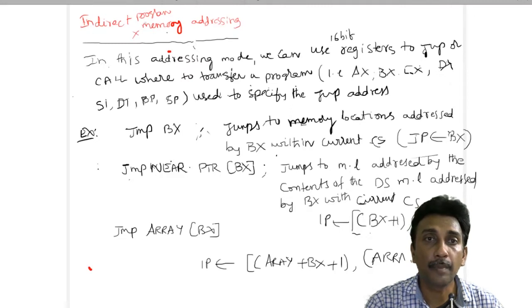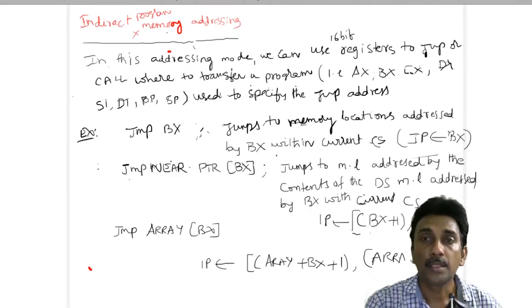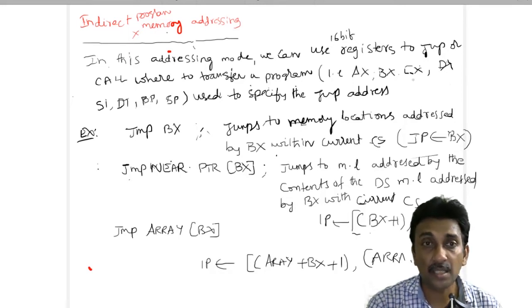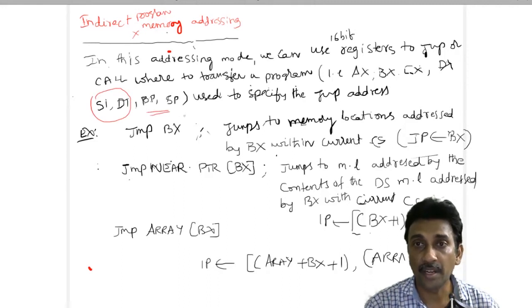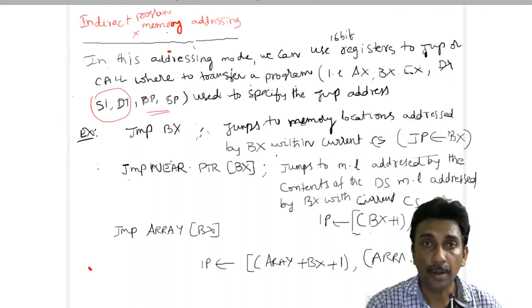Next one is indirect program memory addressing. In this addressing mode, we can use 16-bit registers like the AX, BX, CX, DX registers, which are general purpose registers, along with base and index registers like BP, SP, SI and DI. SI and DI are the index registers, BP and SP are the pointer registers. Some of these registers are going to be used here in indirect program addressing mode.